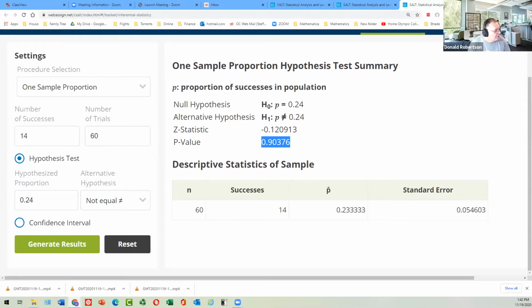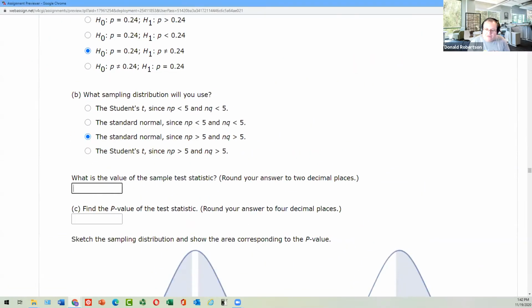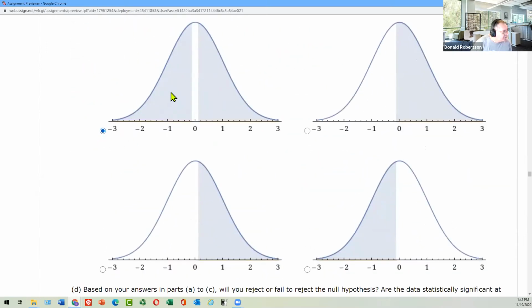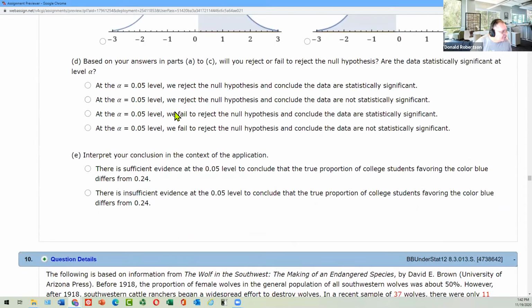So if you go here, then you're simply just going to put in a Z, the Z score, which I have in front of me now, is negative 0.12. And that gave you a ridiculously high p-value of 0.9037. Right, if you look at this picture, can you see it's that one? Two-sided with almost nothing left. Failed to reject. Not statistically significant. There is insufficient evidence.